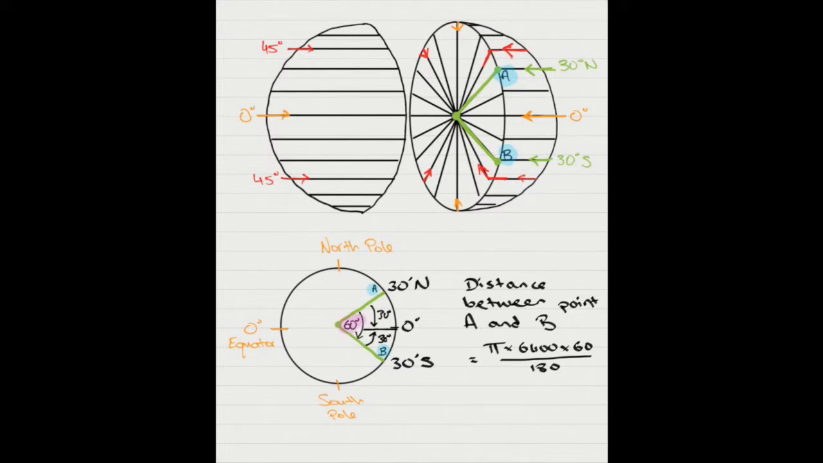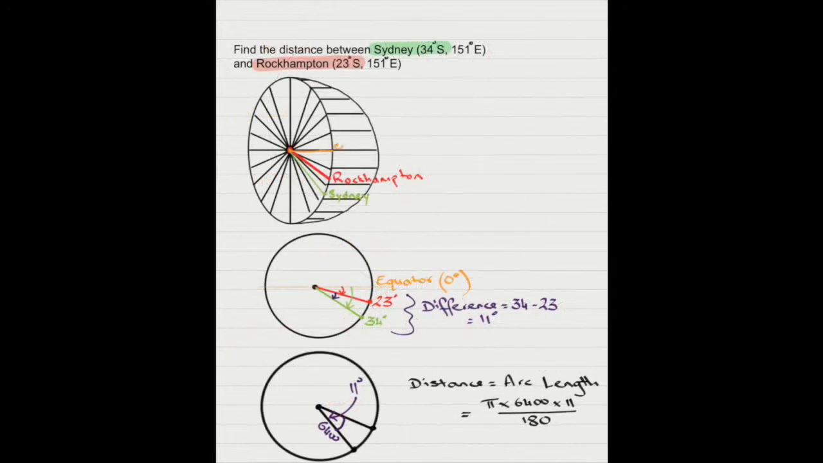Together, from point A to point B, we have a total of 60 degrees. So the distance between point A and point B would be, using that arc length formula, pi times 6,400, which is the radius of the Earth, times 60 over 180. So here we have a quick little worked example.